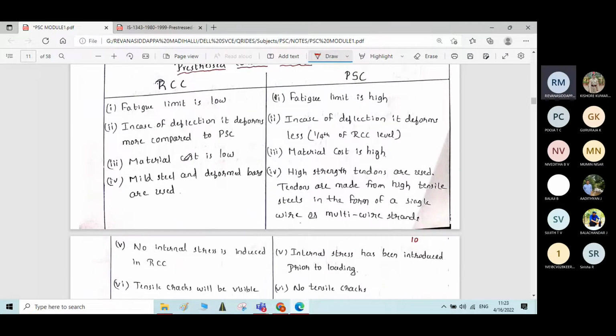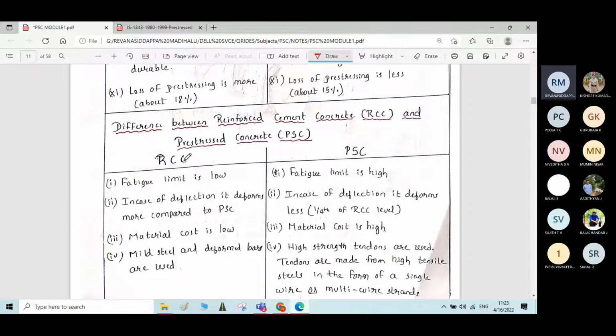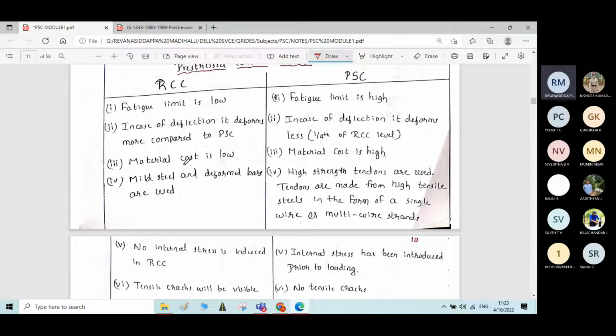So, the difference between RCC and PSC: we can list several points. What is the major difference between RCC and PSC? As we have seen, pre-stresses are induced into the PSC element, but pre-stresses will not be induced into the RCC element. That is the major difference. Other than that, we can list many other differences that we will see now.